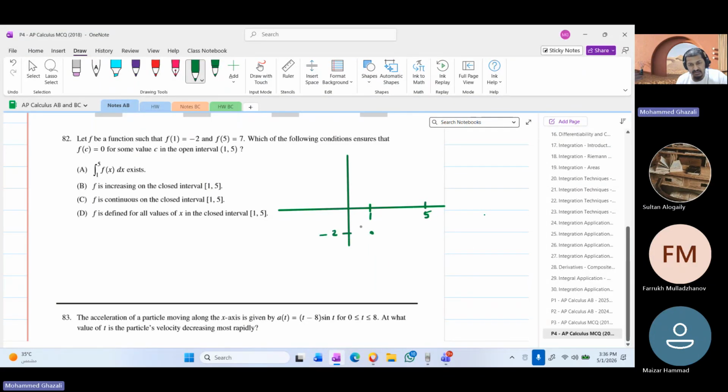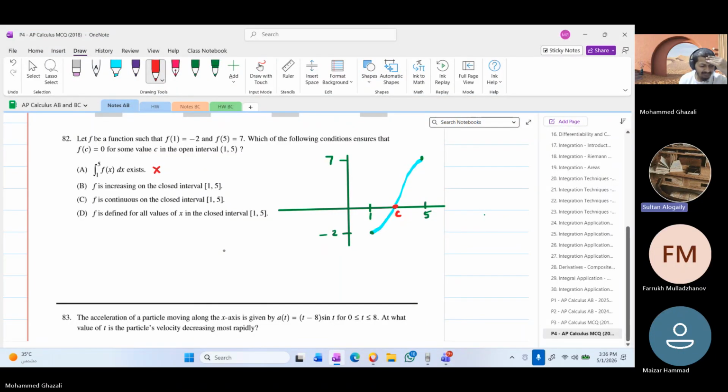So f of 1 is -2, and f of 5 is 7. Obviously this will be some type of continuous function there. The condition ensures that f of c is equal to 0, so f of c equals 0 is here. That's the value of c that they're talking about. Obviously, this is finding the areas. That's nonsense. So is it C?